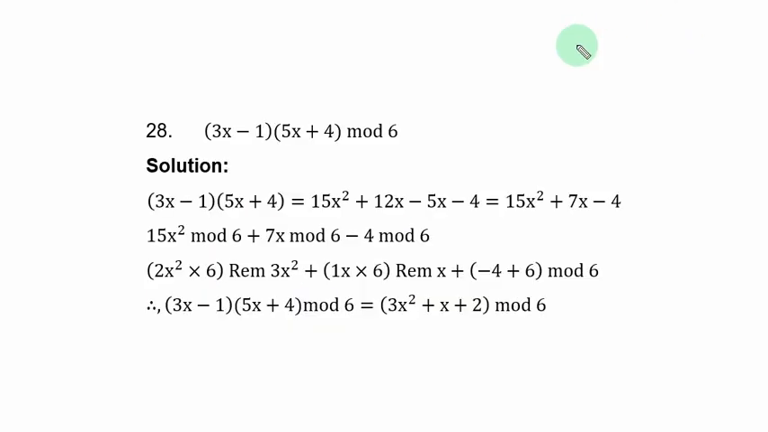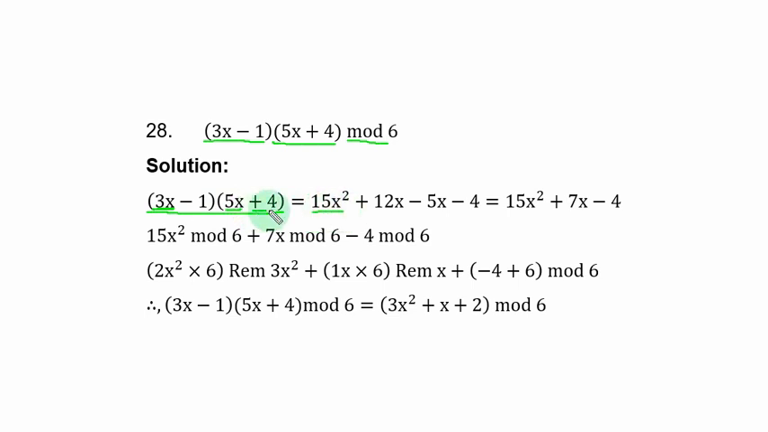Example 28. You have (3s − 1)(5s + 4) modulo 6. What we do first is to expand the bracket. So when expanding, you take the first term 3s in the first bracket to multiply the two terms in the second bracket. So 3s times 5s, you have 15s squared.